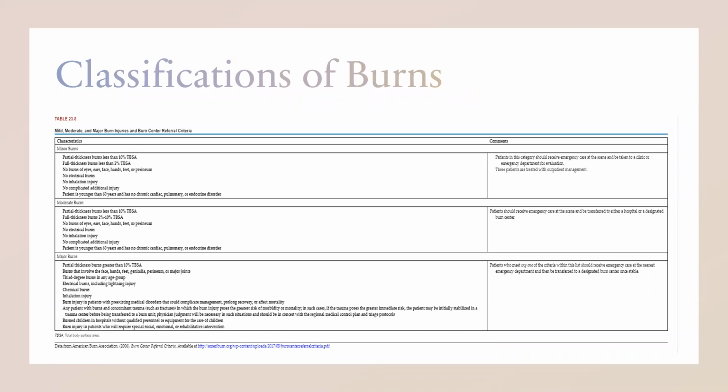Classification of burns, you have minor, moderate, major. It tells you a little bit about it. This is directly from your book. It has a percentage of the total body surface area that is involved. So electrical burns, including lightning, or if you have an electrician that's outside working, I don't know, and they unfortunately touch a live wire.